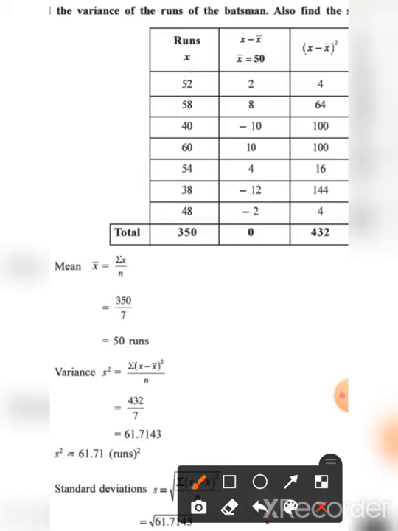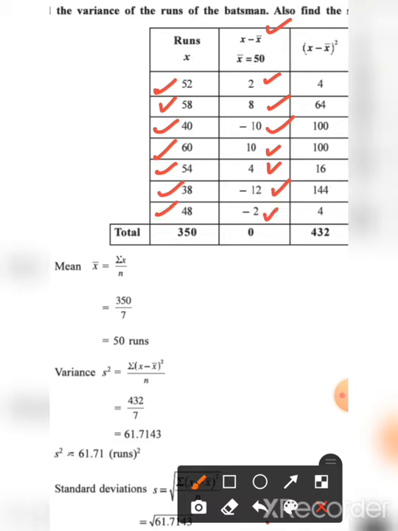Now we are going to have x minus x bar. That is 52 minus 50 gives 2. 58 minus 50 gives 8. 40 minus 50 gives minus 10. 60 minus 50 gives 10. 54 minus 50 gives 4. 38 minus 50 gives minus 12, and 48 minus 50 gives minus 2.